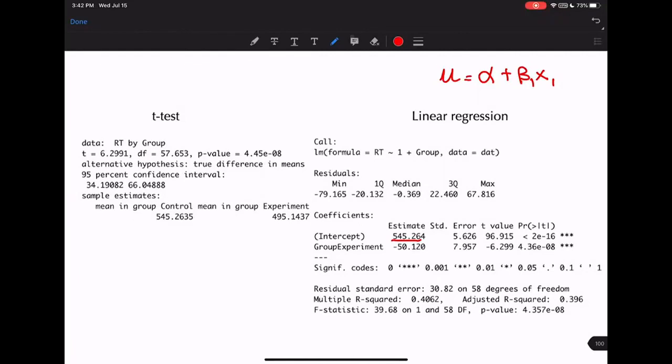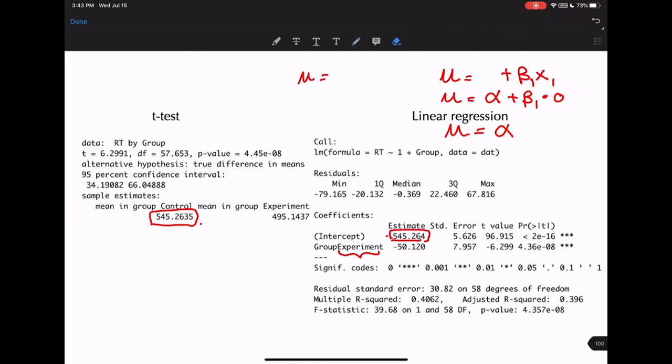Behind the scene, very quickly, look at this one. They are actually the same. And so behind the scene, the control group is coded as 0. And so here, the intercept becomes the mean of the control group. And the experimental group, what we see here, right, is minus 50. If we solve this equation, see what we get.